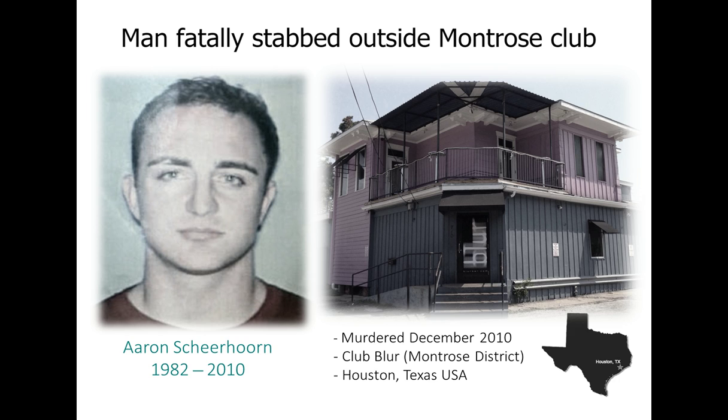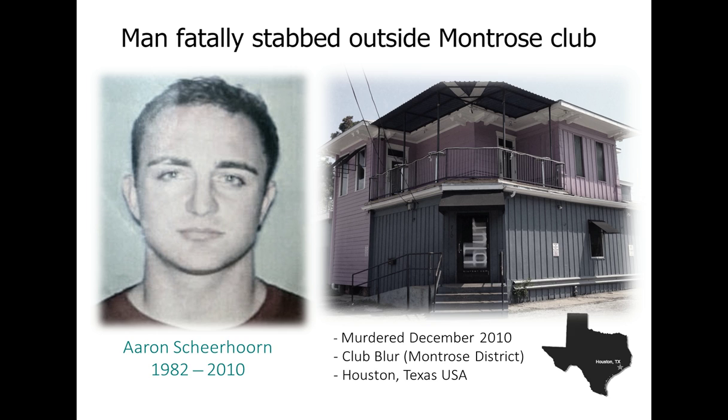So essentially, Mr. Scheerhorn was not actually inside the club. He had been out and about in the Montrose district that night in December 2010, and he had encountered an African-American male. They got into a fight. He had been stabbed multiple times at that point. He got away from the perpetrator and was running from him.